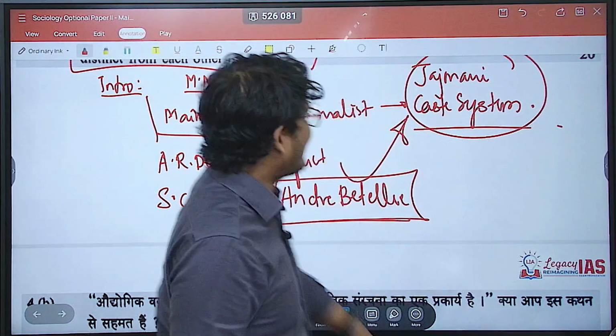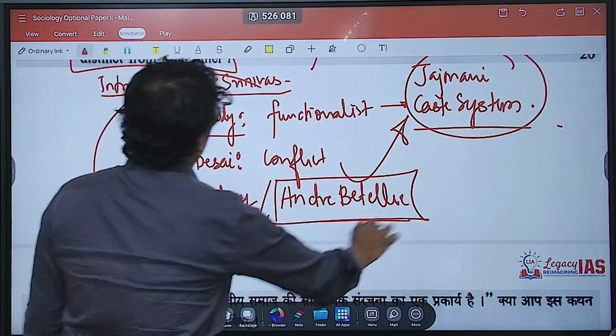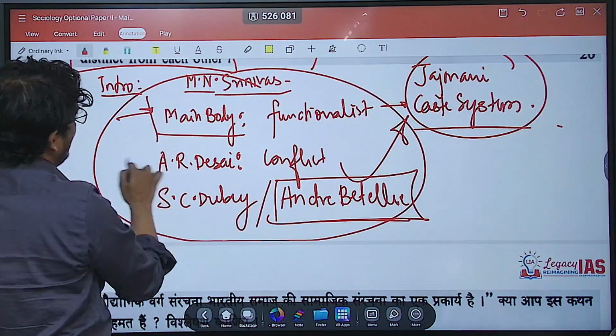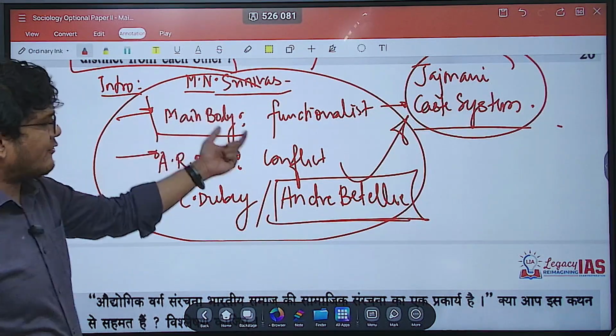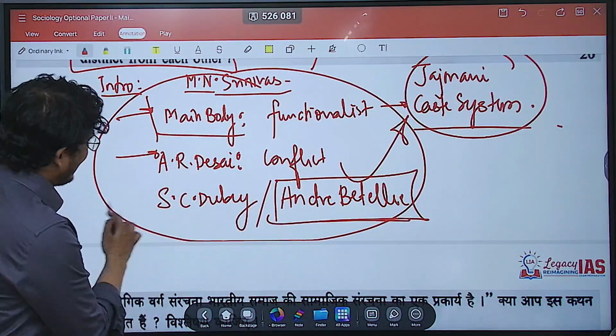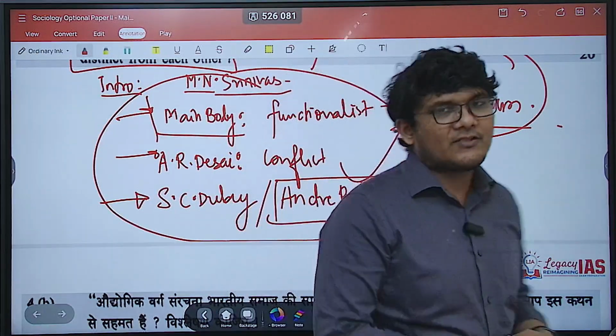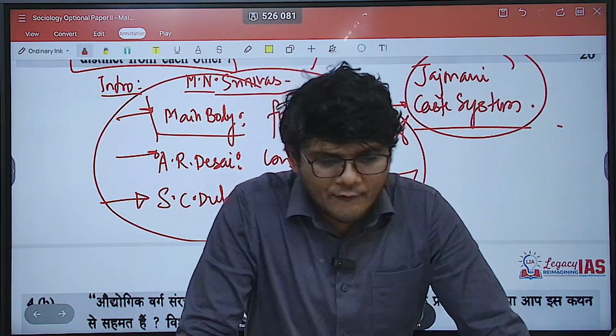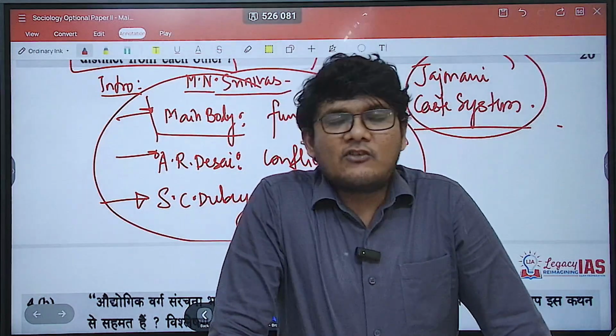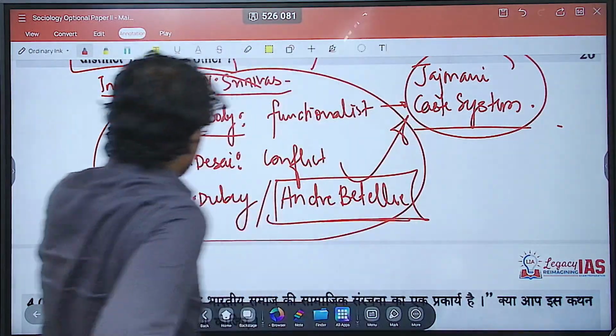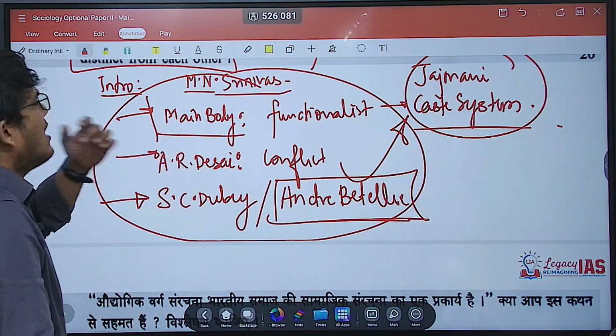So you describe them, and while you're describing them, you tell how they are different from each other. That is why functionalist, then complete opposite, then S.C. Dubey, who takes into account a lot of factors, which is a more comprehensive way of describing the Indian villages, or study of Indian villages. So these are the major things. There are more you can add.